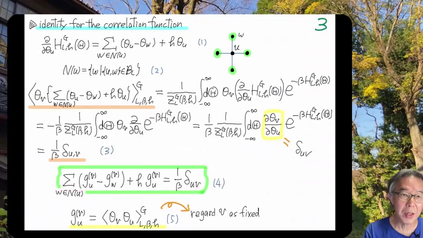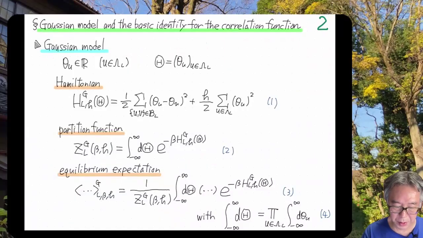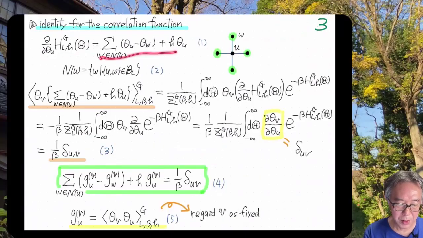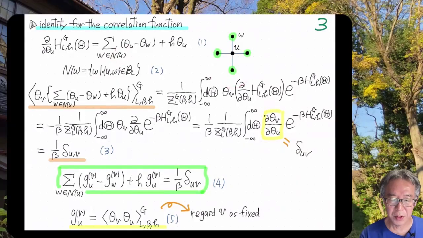Well, first of all, I note that if you differentiate this Gaussian Hamiltonian by theta u, you get this simple form. Because the Hamiltonian is this simple form, you get this thing. And here, this N of u is defined in this way. It's easier to see in this picture. If this is u, then N of u is the set of these green sites, the sites which are neighboring to u.